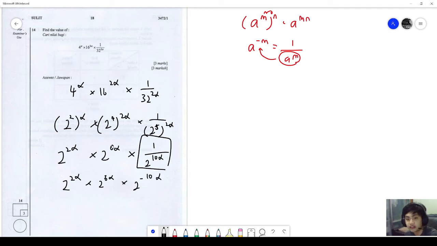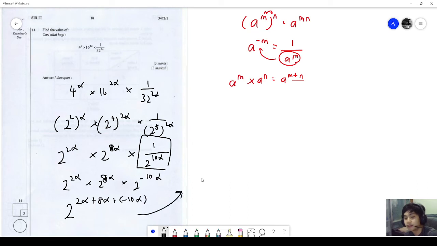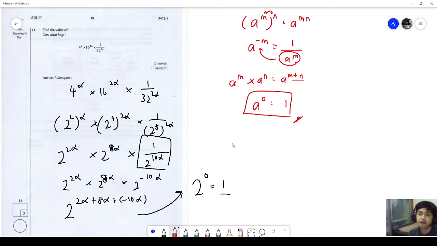Sorry, I said this is 6^α, this is supposed to be 8^α, my mistake. Because 4 times 2 is 8, I actually added it by accident. So from here, the last one is we have another indices law where a^m times a^n equals a^(m+n). We're going to add the powers if it's multiplied. So it will simply be 2^(α + α + (-α)). And then from here, you notice that we're going to end up with 2 to the power of 0, and this is equal to 1, because any number to the power of 0 is equal to 1. So we have applied 4 indices laws in just this question alone.